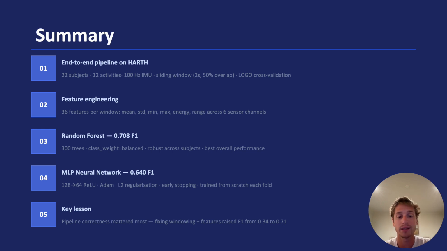And one key lesson that we can take away from this is that pipeline correctness matters the most. So when I was running through this project, my F1 score at the very beginning was at 0.34, and that's because I wasn't doing the windowing correctly, and there was actually cross-subject contamination. So within windows, there were different subjects, and so it was harder to actually capture the movement that was going on. What I did is I changed that to a 0.80 majority class label on the window, and if it was lower than 0.80 on a window, then we would toss that window. So that raised our F1 score from 0.34 to 0.71.